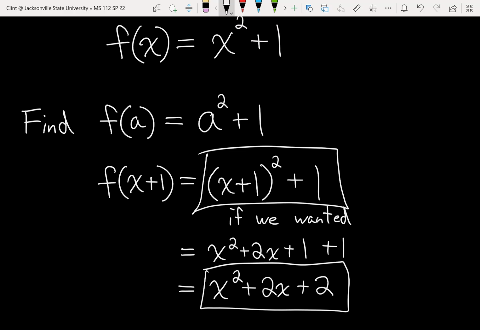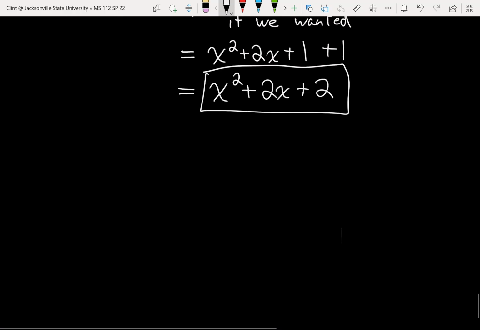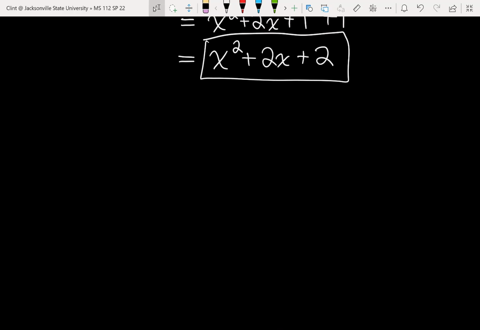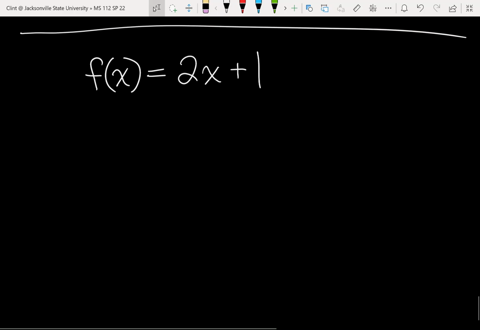Alright, and then one other kind of weird thing that kind of comes out of nowhere right here. And let's look at another problem. So here's a function. Okay. Got a couple of things we want to find here.